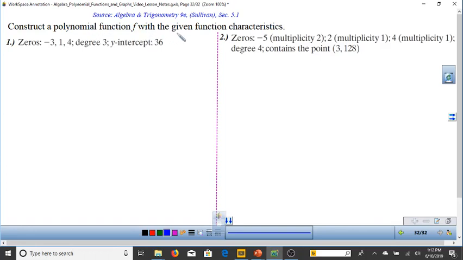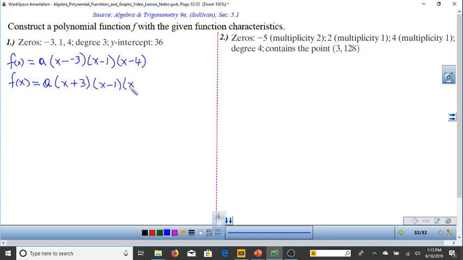Construct a polynomial function f with the given function characteristics. Zeros -3, 1, 4, and the degree is 3. Now, if the degree is 3, then you can have at most 3 zeros. So we know that f of x is equal to some number, let's call that a, times x minus -3 times x minus 1 times x minus 4. We don't know what the leading coefficient is as yet, but we do know the zeros, so we know the factors. So we have a times x plus 3 times x minus 1 times x minus 4.